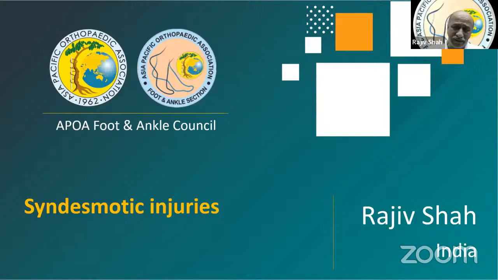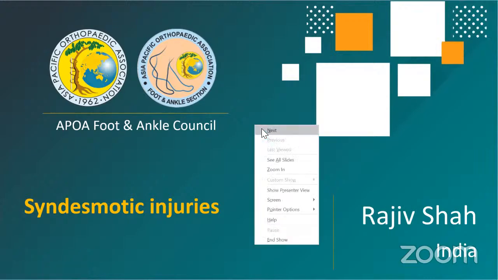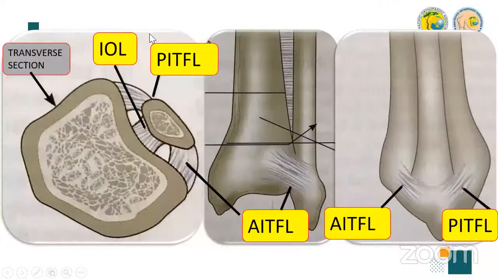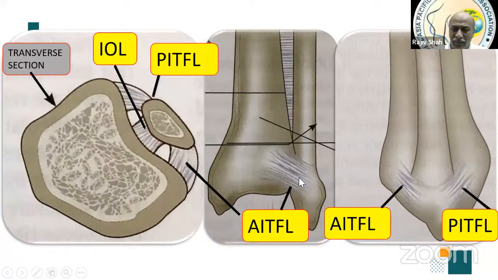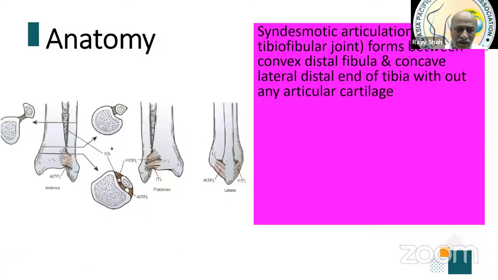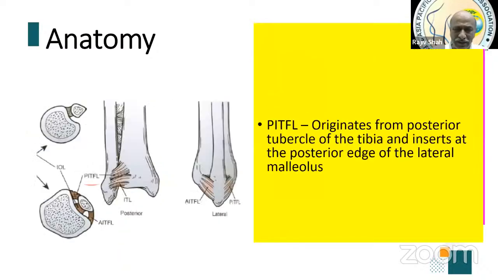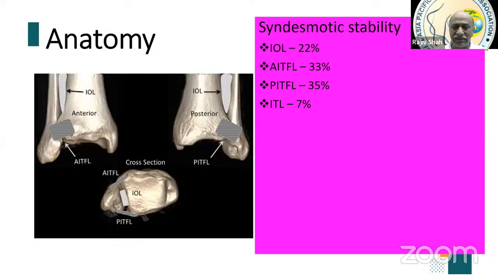So this was a talk which I was asked to give in the Asia Pacific Foot and Ankle Council's Advanced Foot and Ankle course, and the majority of the students were in this talk. So we all know the syndesmotic ligament: AITFL, anterior inferior tibiofibular ligament, posterior inferior tibiofibular ligament, and the interosseous membrane as one of the parts. I don't want to go into the anatomy, but the most important thing is that AITFL contributes 33% stability of the syndesmosis.